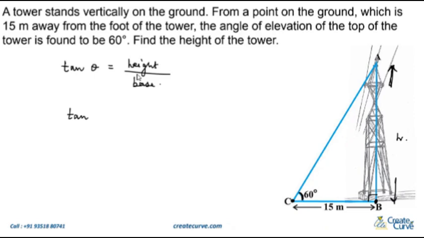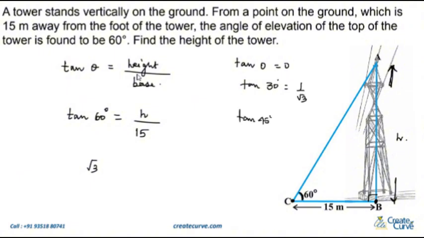Right? What is theta over here? That's 60 degree. And height over here is what we need to find, h, and the base is 15. What is the value of tan 60? That is root 3, right? We should know the value of all the angles of tan, sine, cos, right? So tan 0 is 0. Tan 30 is 1 by root 3. Tan 45 is 1. Tan 60 is root 3. Okay. And tan 90 is undefined, or we can say infinite.